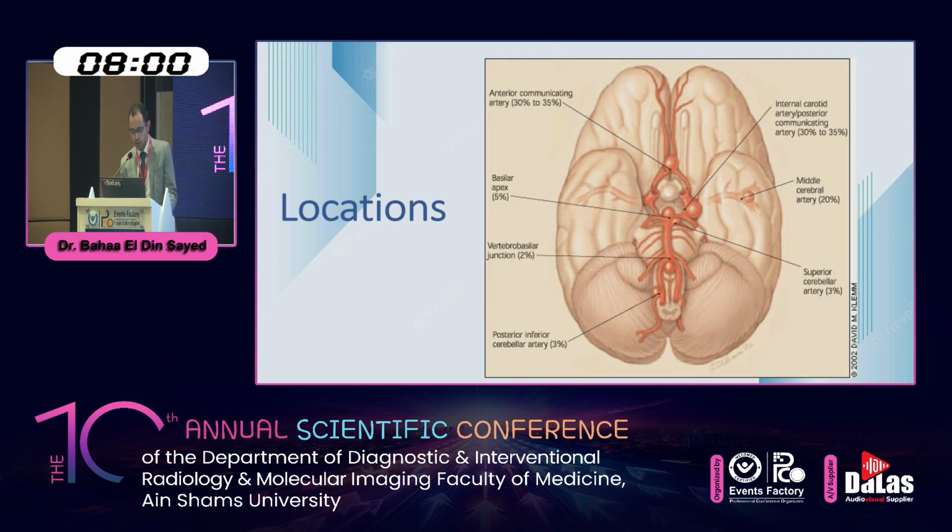Locations of aneurysm. The most common location of the intracranial aneurysm is at the anterior communicating artery, which represents about 35%. Next, followed by ICA termination and PCOM aneurysm, representing 30 to 35%. Then the MCA bifurcation, representing 20%. At the posterior circulation, the most common site is the basilar tip, representing 5%, followed by posterior cerebral artery and PICA aneurysm.